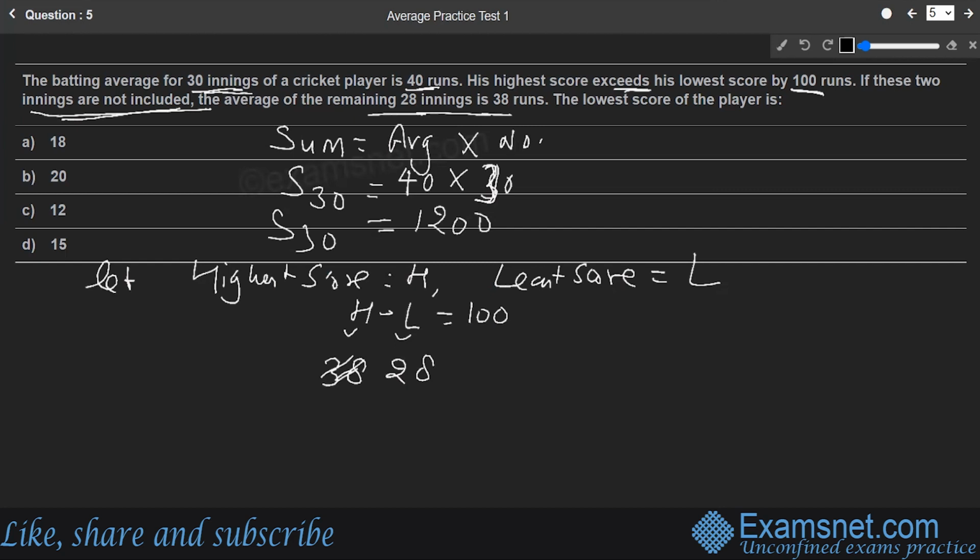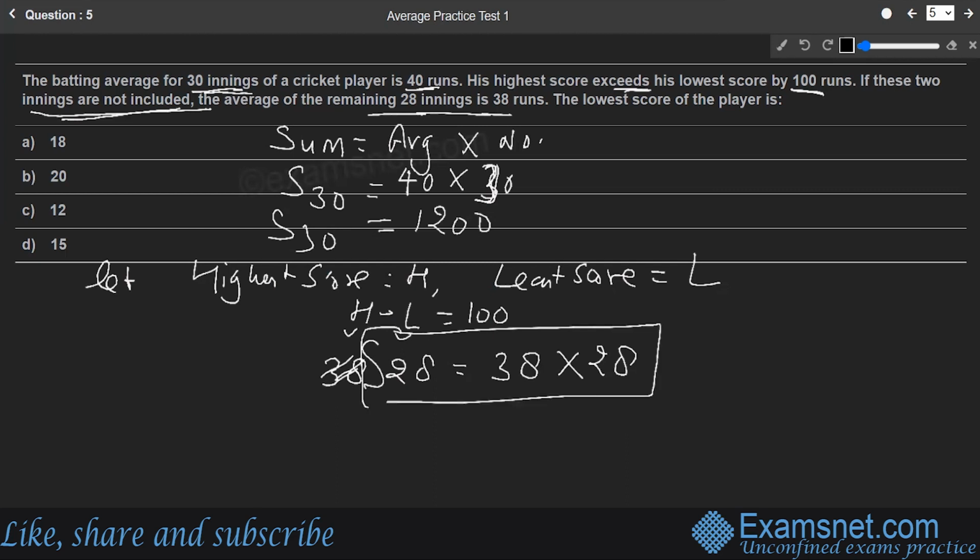So we are again finding out the sum, for 28 innings. Sum is always average into number. What is the average of 28 innings? 38, multiplied by how many innings? 28. So this is the sum of those 28 innings in which the highest and the least is not included. How many runs in total? If we do 38 into 28, this comes out to be 1064 runs. So this is the sum of the 28 innings.